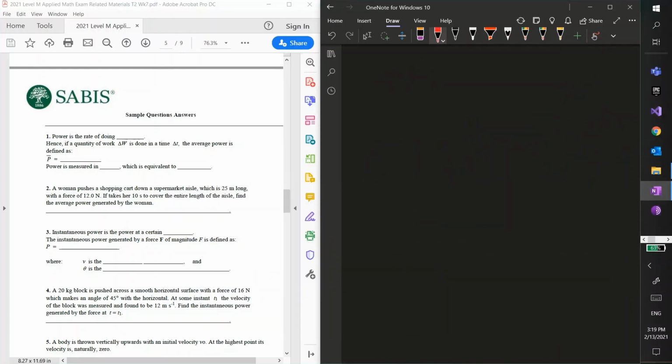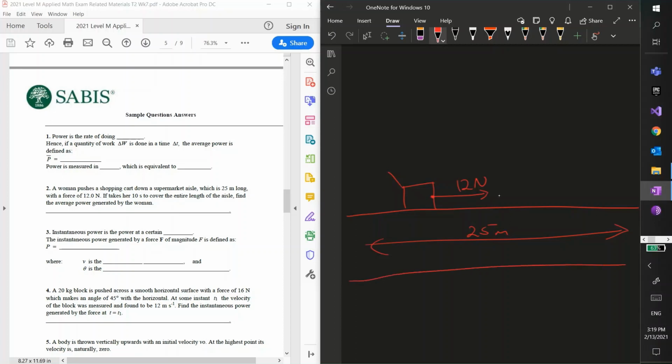Question number two. A woman pushes a shopping cart down a supermarket aisle which is 25 meters long, with a force of 12 newtons. This force has to be horizontal, because that just makes sense. And the time it took her to reach the end of the aisle is 10 seconds. Find the power. Average power is the change in work over the change in time. What is work? Work is just force multiplied by distance multiplied by cosine theta, over the time, which is 10 seconds.